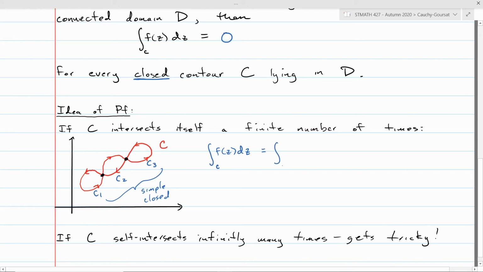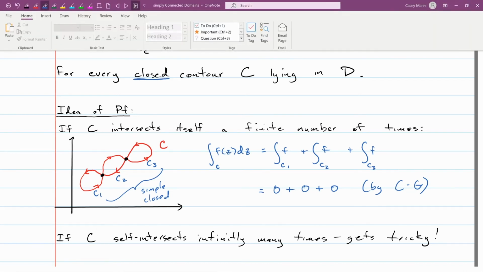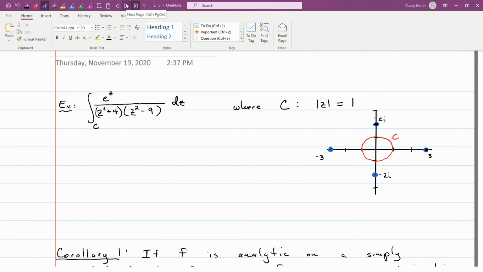So we could write this as the integral along C1 of f plus the integral along C2 of f plus the integral of f along C3. And then each of these integrals would be 0 by Cauchy-Goursat. But if we're talking about something that self-intersects an infinite number of times, which can happen, like if you took the curve represented by y equals sine of 1 over x, and then part of the curve would be along the x-axis, it could do something crazy. So we're not going to try to do the full proof of it, just this simple idea in the most common situations. So let's look at a little example here.